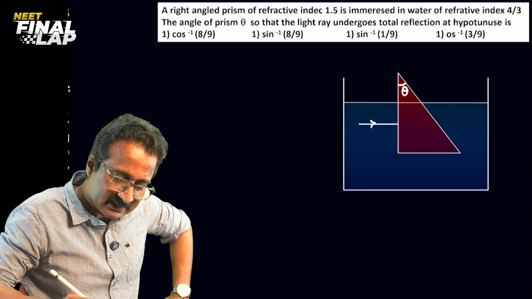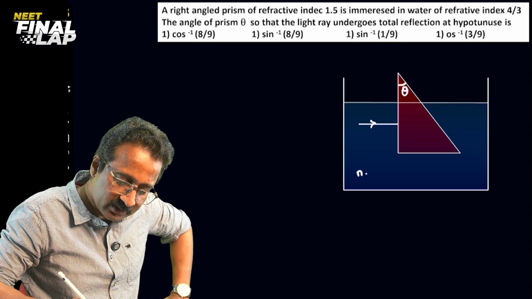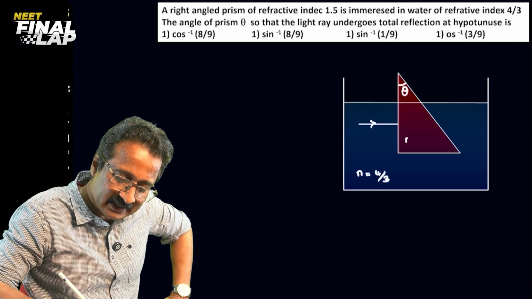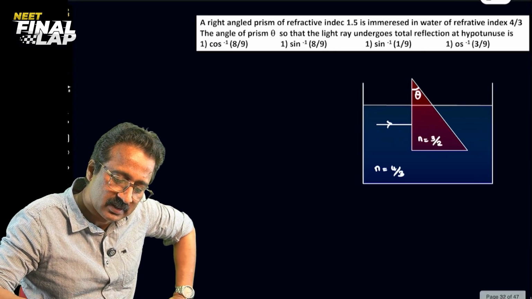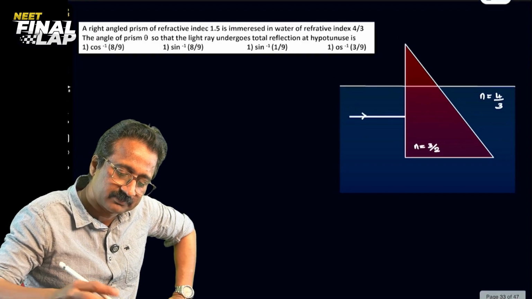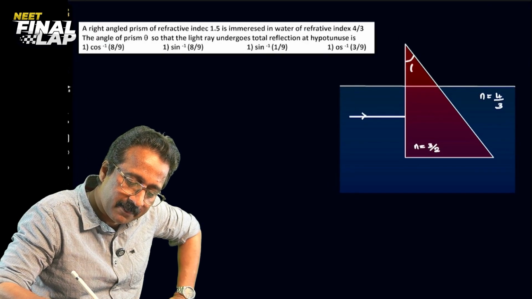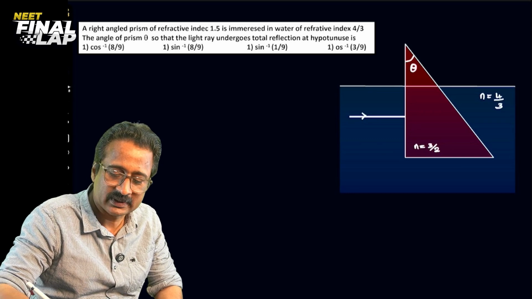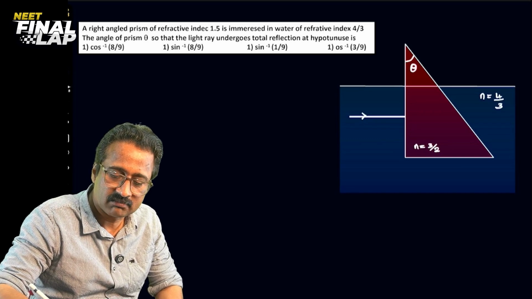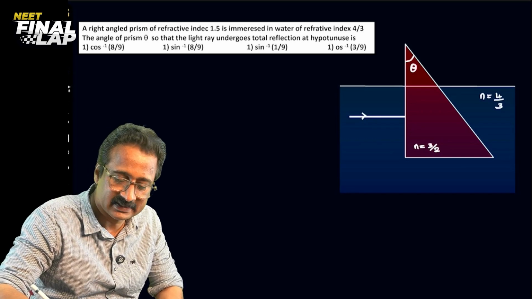Now it is given that this prism is immersed in water whose refractive index is given to be 4/3, and this n is given to be equal to 3/2, or 1.5, which means 3/2. So that is the actual question. Okay, let me get into the figure here. This angle is theta. They are asking us what is the angle theta so that the light ray you see in the figure must totally reflect at the second surface.